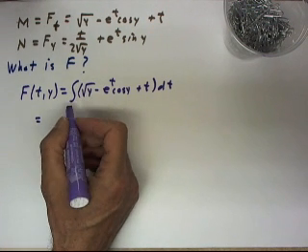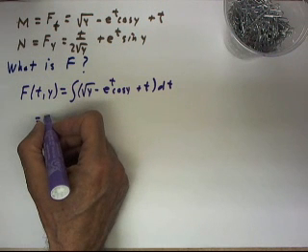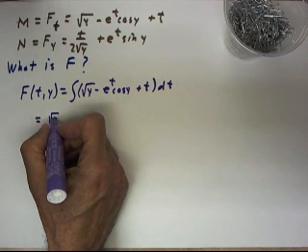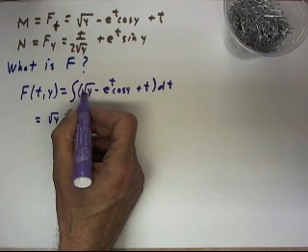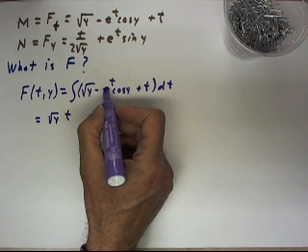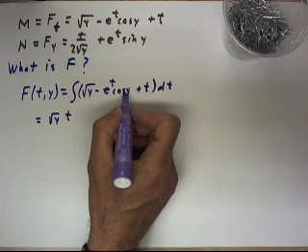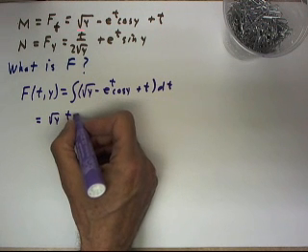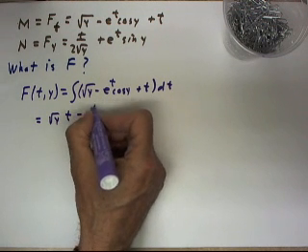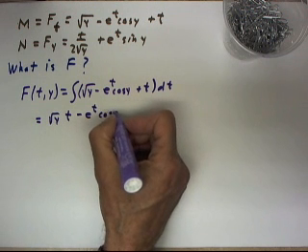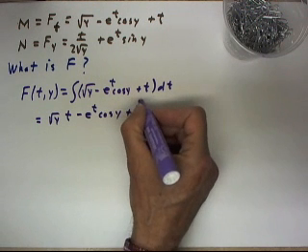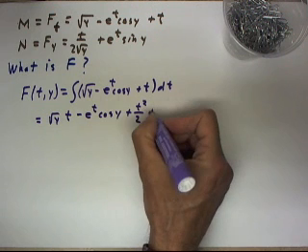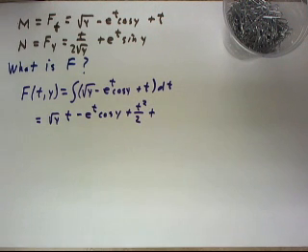Treating y as a constant, this is going to be the square root of y times t, and then, treating y as a constant, cosine y is constant, and the integral of e to the t is e to the t, so we're just going to get minus e to the t cosine y, and then we're going to get t squared over 2 plus an integration constant.